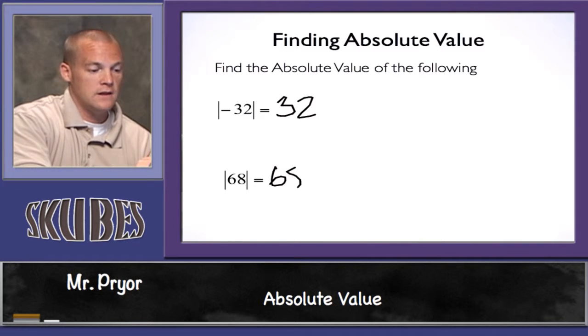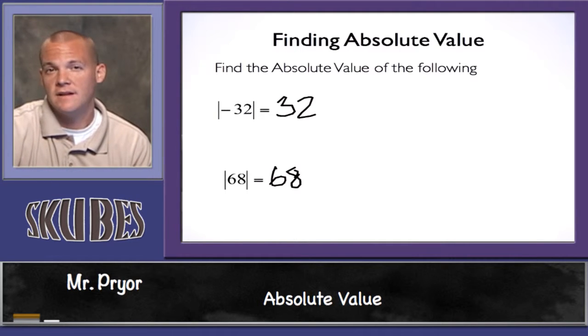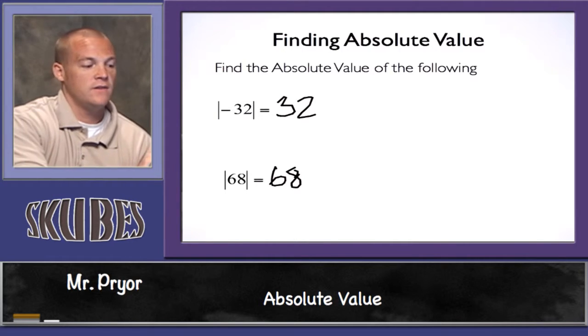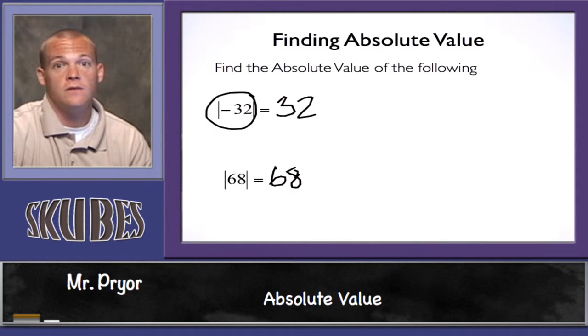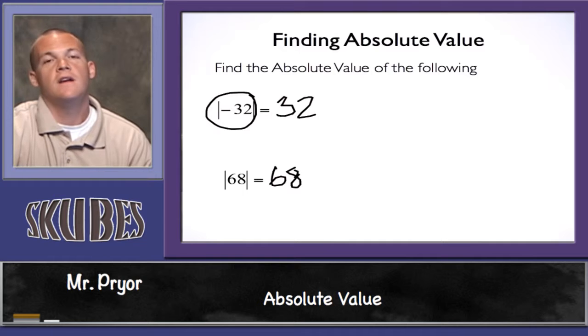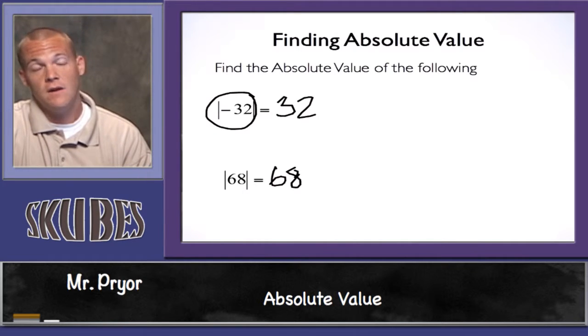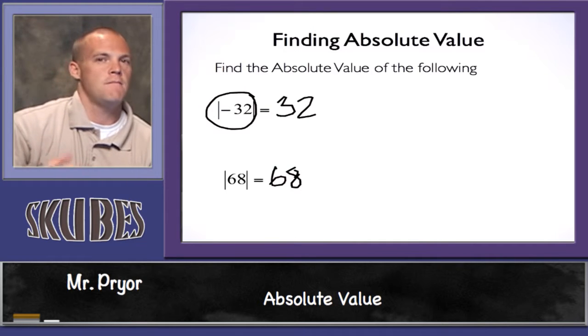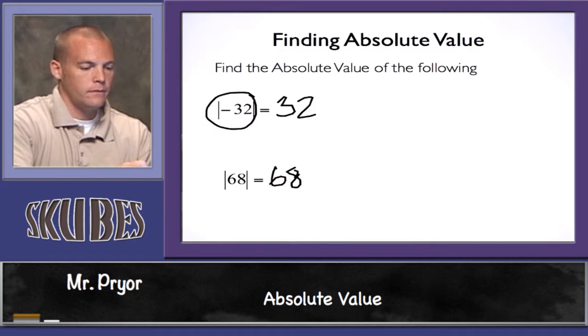Now don't fall into the assumption that these mean opposites, and that's sometimes what students will do. They'll see these absolute value bars and they'll say, well, the opposite of -32 is 32 is the answer. That's not correct. It's always the distance from zero, which means your answer should always be positive. There are other instances where they may be negative, but you won't run into that till later on.